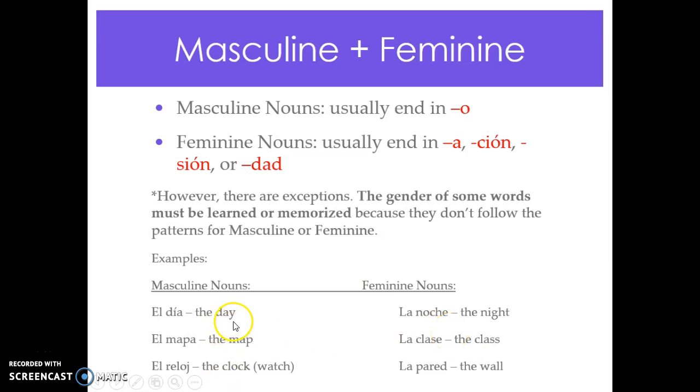There's not a whole lot of these, but there are some. Okay, and these definitely aren't just the only ones. There are a little bit more. So for some nouns, you just have to memorize whether or not they are masculine or feminine. Okay, but for the most part, masculine nouns will end in O, and feminine nouns will end in a, sion, or dad. But again, here are some examples of ones that are an exception to the rule.